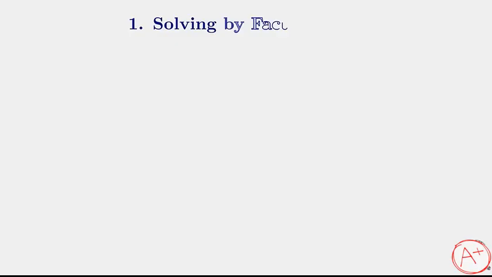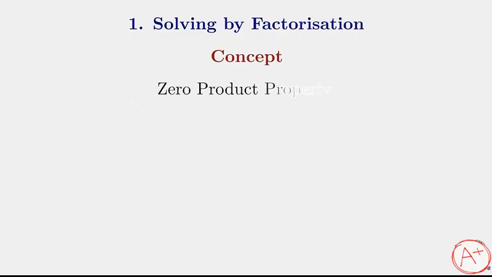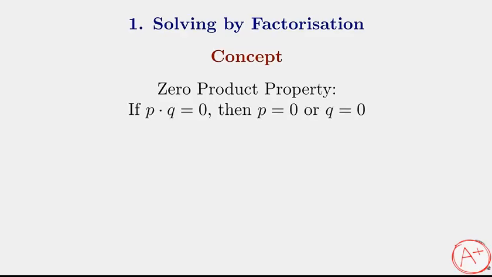Our first method is solving by factorization. This method relies on the zero product property. If p times q equals 0, then either p equals 0 or q equals 0. Let's look at an example.